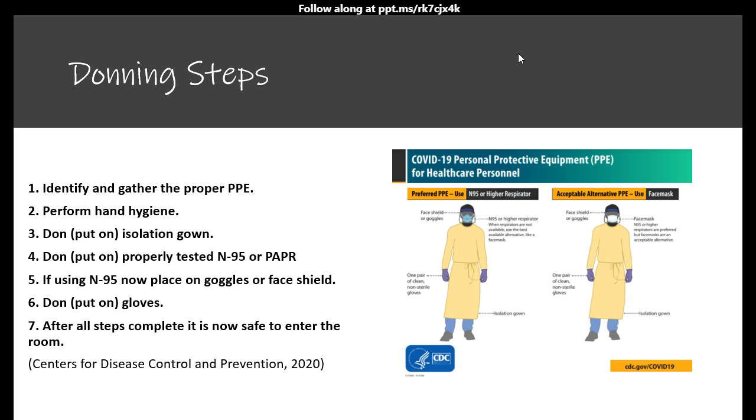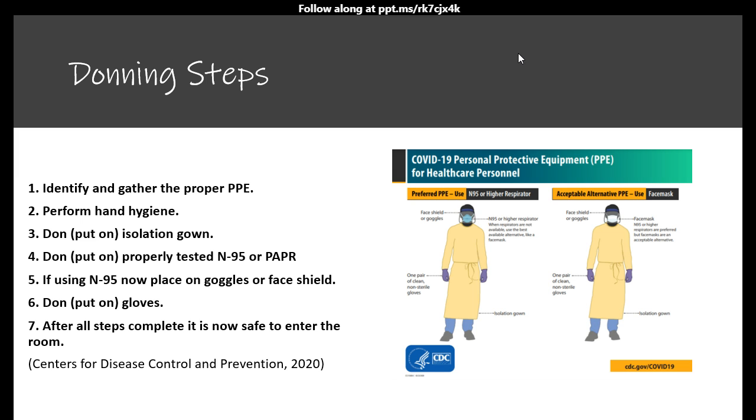We need to know the steps on how to place the PPE. Once you remember the steps and do them in correct order, because order is very important to put them on safely, then this will help protect you and your patient. So first, you're going to identify and gather the proper PPE. What kind of isolation is your patient in? What kind of PPE is required? Many hospitals have references and sites where you can look this up.